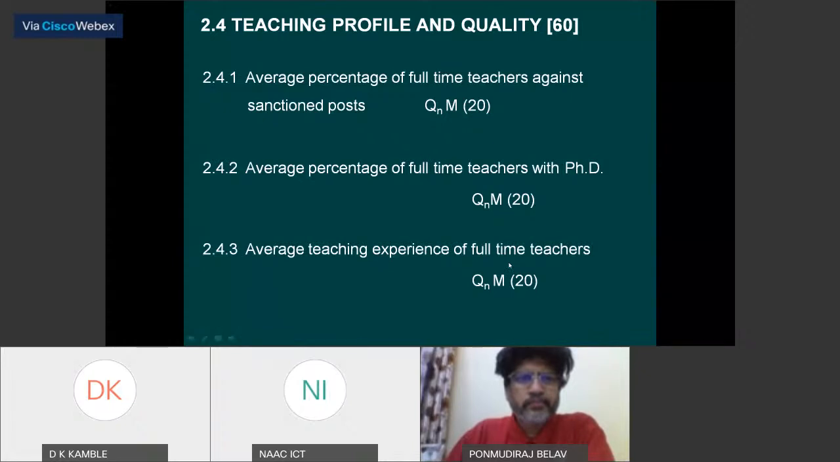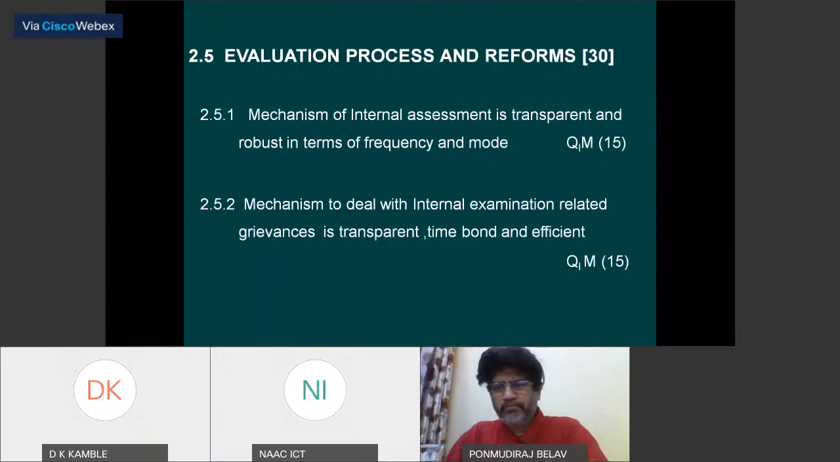Average teaching experience of full-time teachers. See, for how many years the full-time teachers have taught, all of them should be in the same institution. Then only that counting will be calculated by the DVV partner. That means how many years the teachers have been working in the same institution, an experience letter is required from the management or the principal. That is enough.